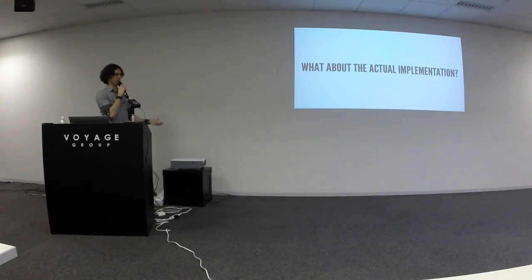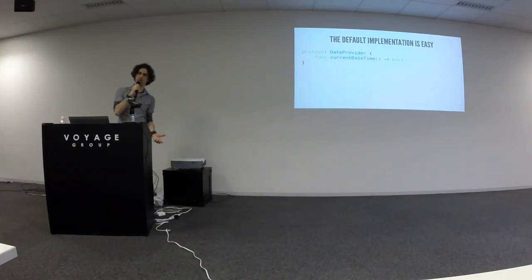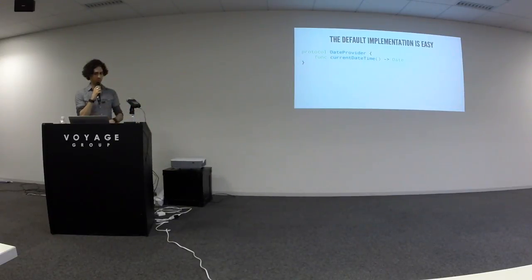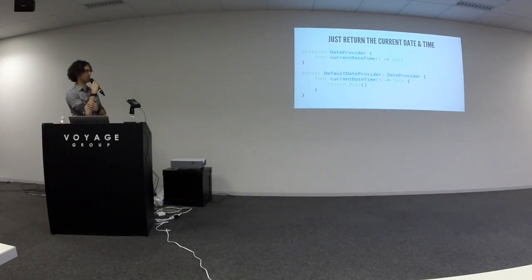And so then the question becomes, well, what about the actual implementation? We actually need to get the current date and time in our production app. The test is great, that's great that we can confirm that. But we want to actually get the current time in our implementation. So on the implementation side, again, we start from the protocol, the date provider protocol, and it's going to provide us with the current date and time. And the implementation is really simple. It's just return date. So that's exactly what the current time is.